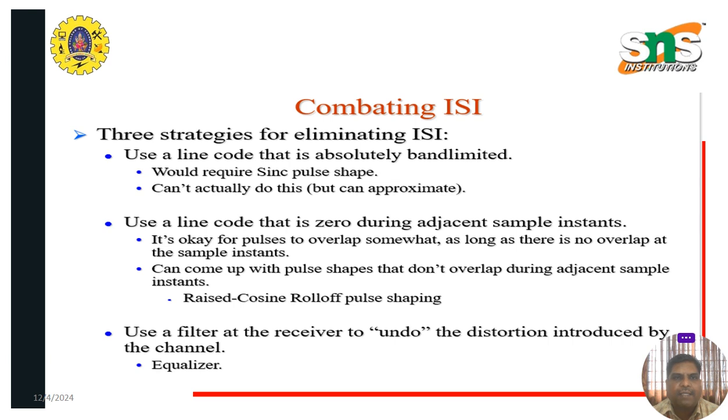The last method of eliminating ISI is to use a filter at the receiver to undo the distortion introduced by the channel. Basically, we use an equalizer at the receiver. Equalizers may be of more types, either an adaptive equalization filter or a linear equalization filter, or based on the amplitude level or the frequency level. There are many equalizers used at the receiver to ensure proper sampling from sender to receiver.